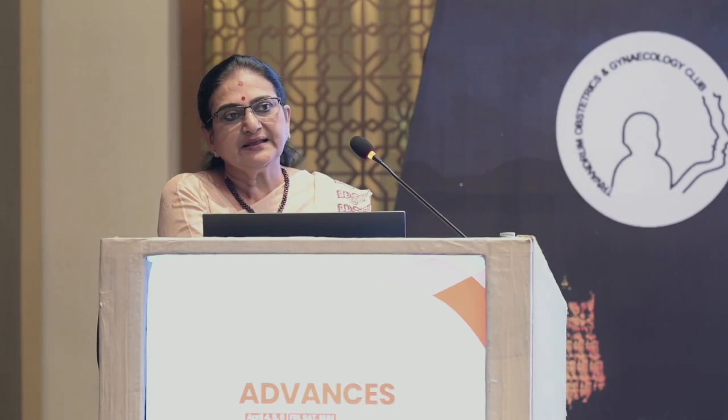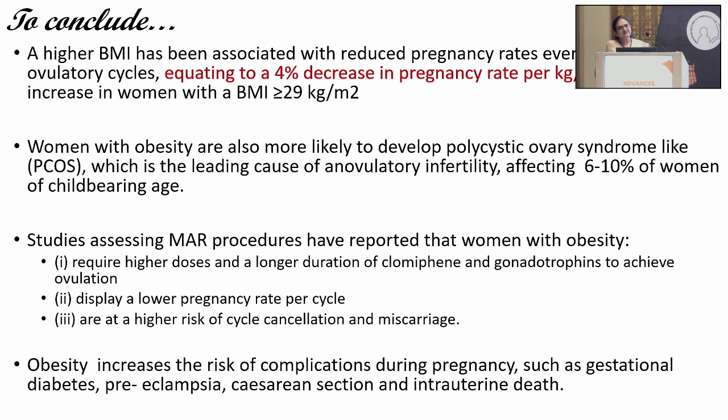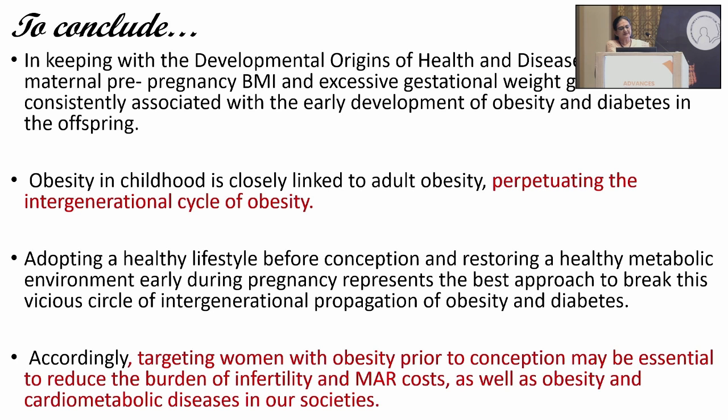Studies assessing ART procedures have reported that women with obesity require larger doses and longer duration of oral ovulogens as well as gonadotrophins, display a lower pregnancy rate, and are at high risk of cycle cancellation and miscarriage. Obesity increases the risk of pregnancy complications like gestational diabetes, preeclampsia, cesarean section, etc.